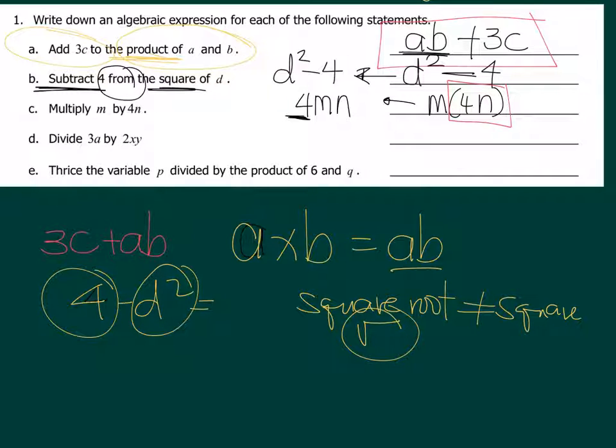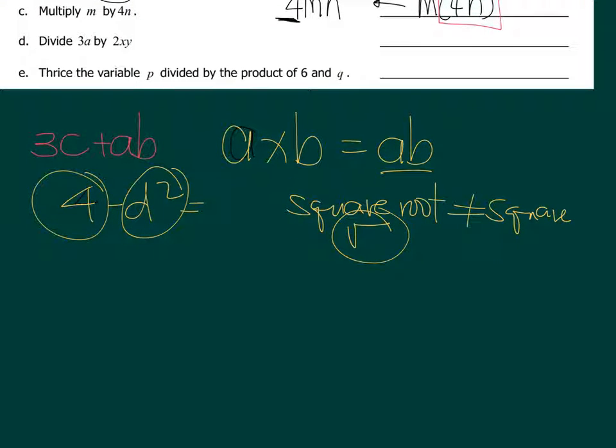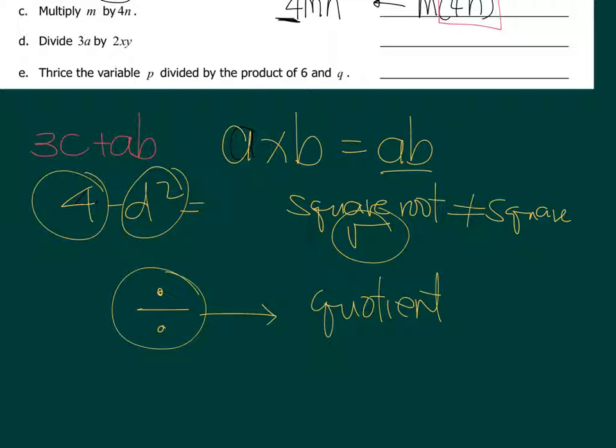Okay, next. Letter D, it says divide 3a by 2xy. Now in arithmetic, whenever we say divide, we always use the symbol for division. Now in algebra, if you want to divide expressions, which, by the way, is a quotient. Okay, that's equivalent to a quotient. If you divide two variables or two values, you get a quotient.